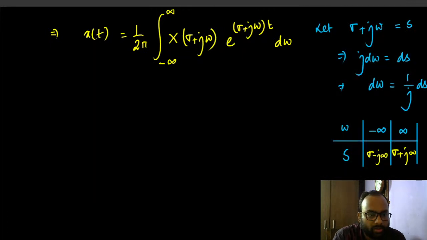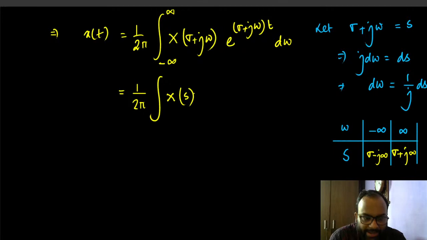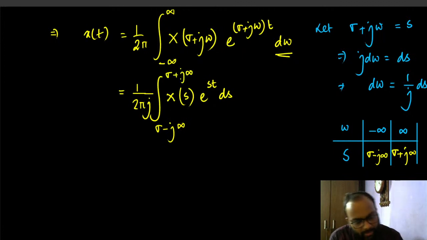So now, with that being said, we can say 1 by 2 pi integration of X, and here I am writing s, because we assume sigma plus j omega to be s, and then e to the power st, and instead of d omega I would have 1 by j ds. Of course 1 by j is a constant, so it can go outside and become 1 by 2 pi j, and this becomes ds. And what about the limits? The limits are from sigma minus j infinity to sigma plus j infinity, and that is exactly giving you x(t).